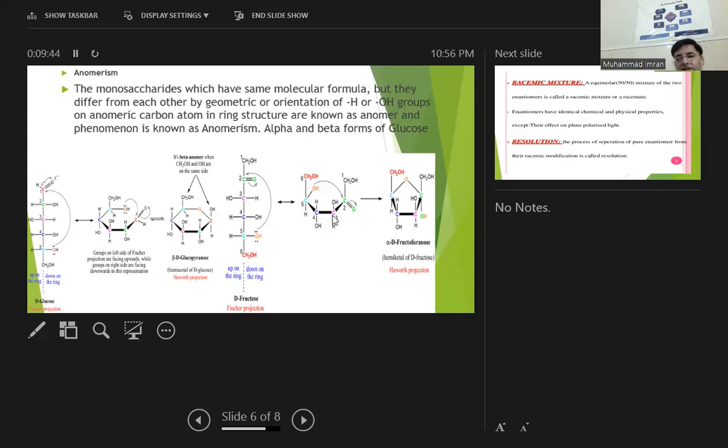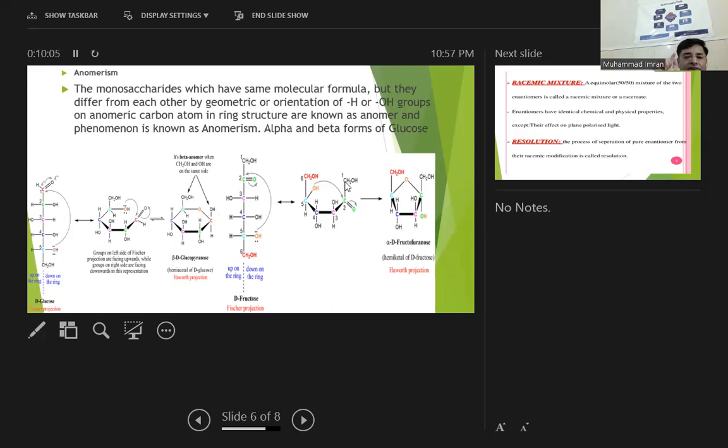This is the structure of fructose. In fructose, the fifth carbon penultimate hydroxyl group attacks the second carbonyl carbon atom. So if the hydroxyl group is downward, this is known as alpha form of the fructose, and if the hydroxyl group position is upward on the second carbon, it is beta form.